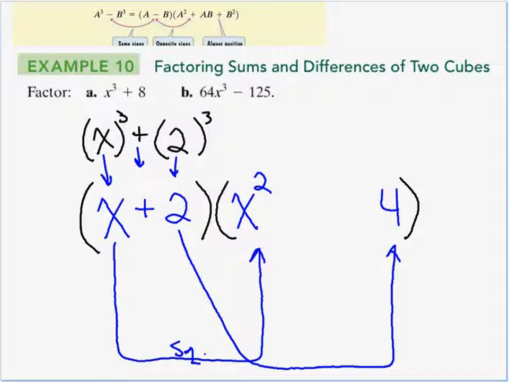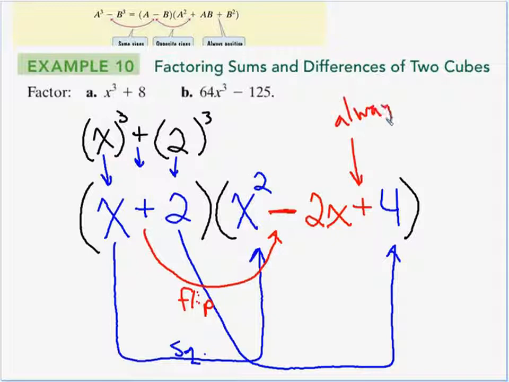Whatever our sign is here in the binomial, here we have a plus, that's always going to flip. And now this in our trinomial is a minus. So we want to flip that first sign. The middle term is just the first thing times the second thing. 2 times x is 2x. And the last sign here is always, always, always positive. Always plus.